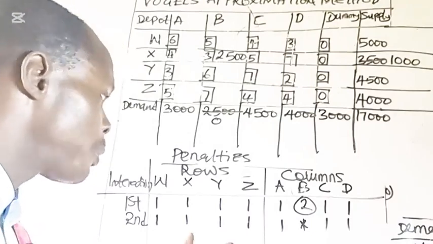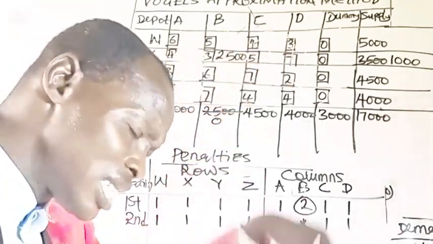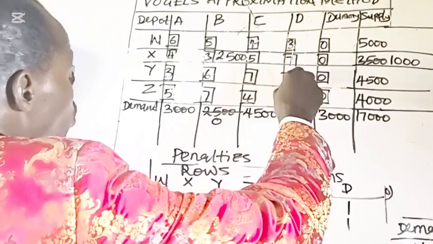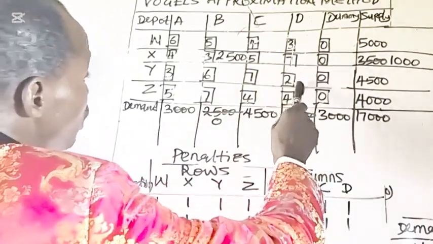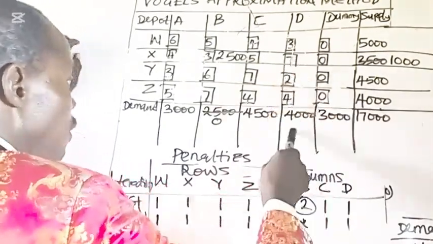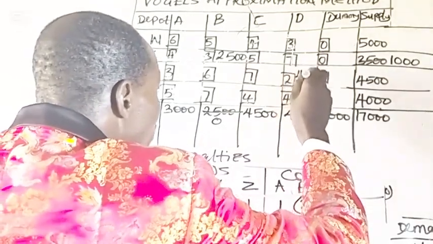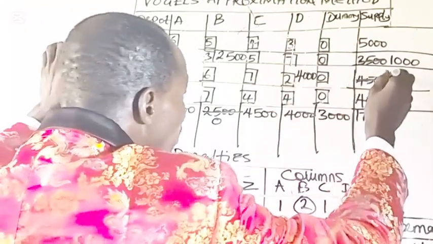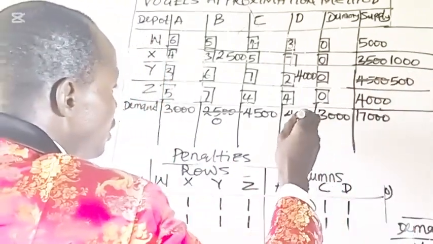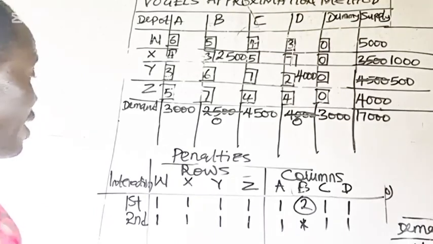So what you should do at this point is to make allocation to the least cost you have in the entire table. Now the least cost in the entire table is 2. So you make your allocation to this 2. You have 4,500 in the row, 4,000 in the column. That means what you can give here is 4,000. Then 4,000 goes out of this, you'll be left with 500. 4,000 from 4,000, then that is 0. That is the second iteration.